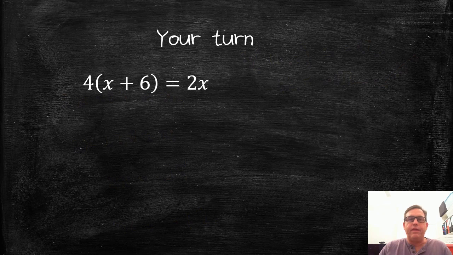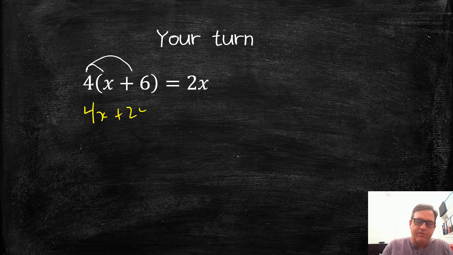Okay, pause the video and go ahead and do this one. Again, our options are divide by 4, because the left side is 4 times the bracket, and the right side, 2x divided by 4, is a fraction. I don't like that. So my other option is to expand my bracket. If I do that, on the left I have 4x plus 24. On the right side is 2x.